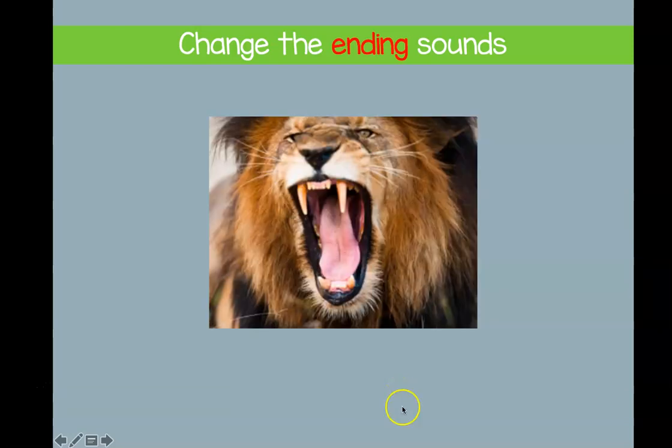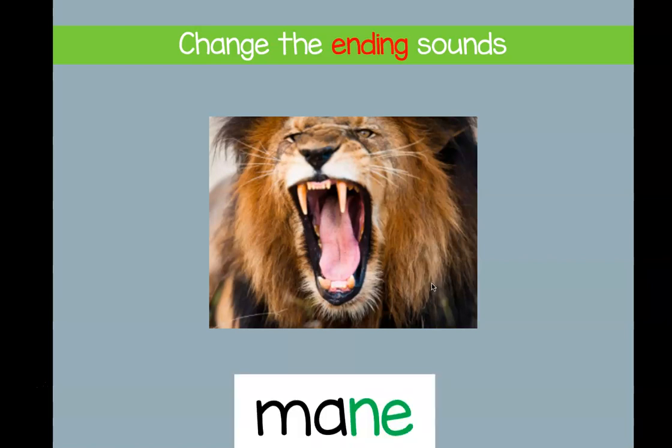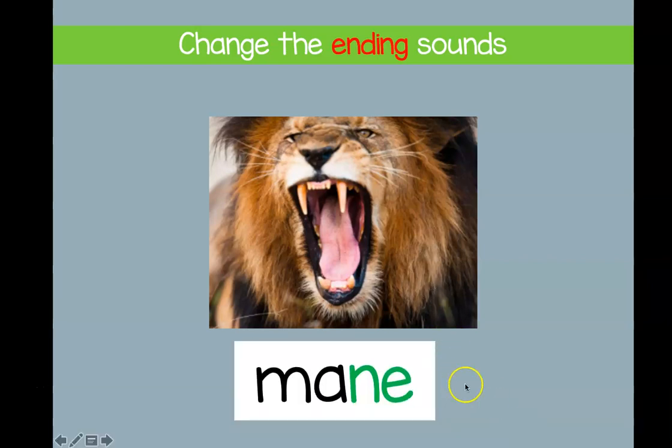Ooh, what is this? I know you know that's a lion, but what is the shaggy stuff along the lion's head? Do you know what that's called? That's called a mane. What sound do you hear at the end of mane? You're right, an N. But look at this word. You guessed it, it's a sneaky E, right? Mane. Sneaky, sneaky.